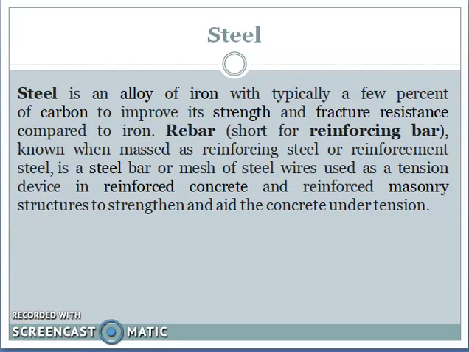The second most important material that is used in RCC structure is steel. Steel is an alloy of iron with typically a few percentage of carbon to improve its strength and fracture resistance. So it's called as rebar. It's a short form of reinforcing bar. So when this is reinforced with concrete, it resists the tension that is experienced by any component in the structure. You will be learning this when we start covering RCC structures, that is reinforced cement concrete structures.